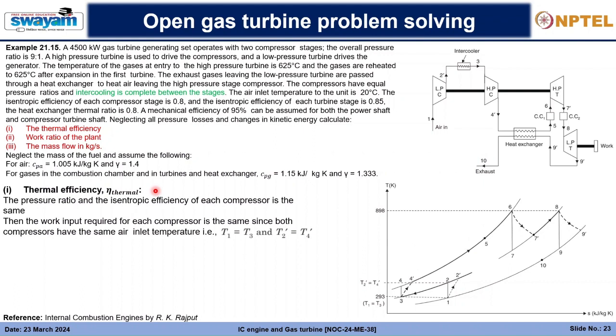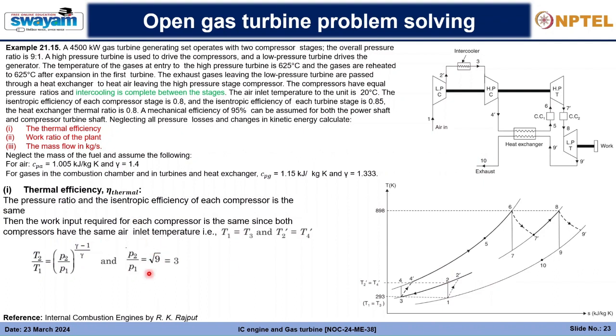Now if we talk about the thermal efficiency, the pressure ratio and the isentropic efficiency for each of the compressors is the same, and then the work input required for each compressor is also the same because of the perfect intercooling. So we need to only calculate the work for one of the compressors, then we'll multiply by two. So for T2, we'll have to first find the isentropic temperature value. Sorry, the temperature for the isentropic process T2 out here.